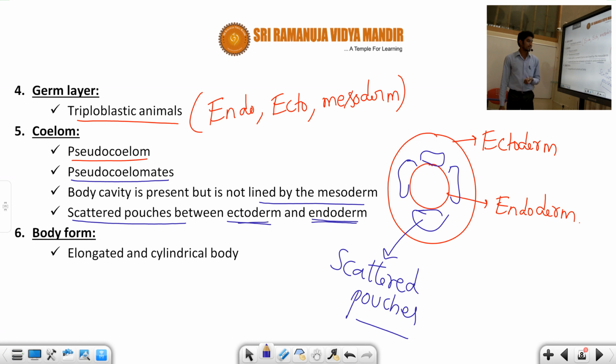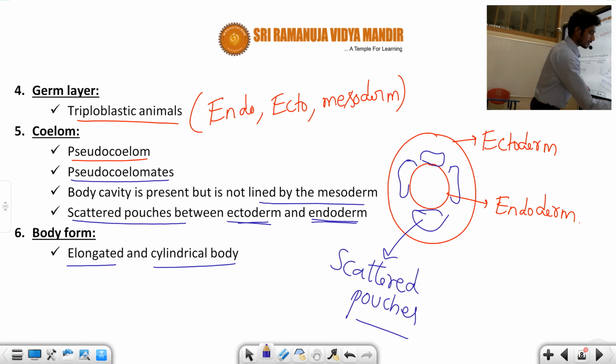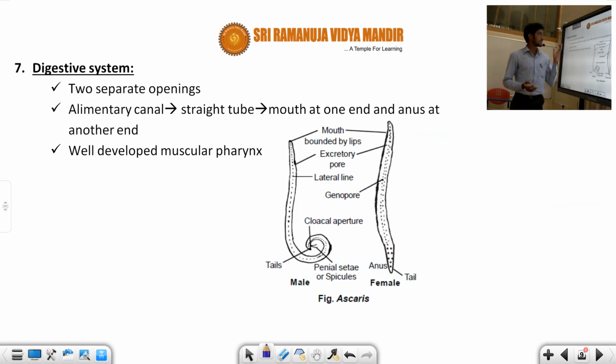Next, another important feature is the body form. I told you it is an elongated and cylindrical body. Next feature is the digestive system. In the previous phyla we discussed the incomplete digestive system, but this one represents the complete digestive system.